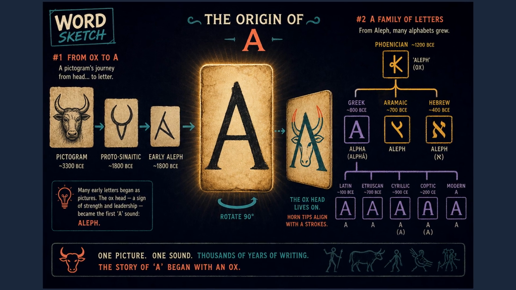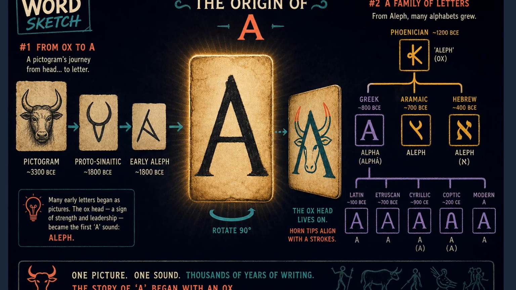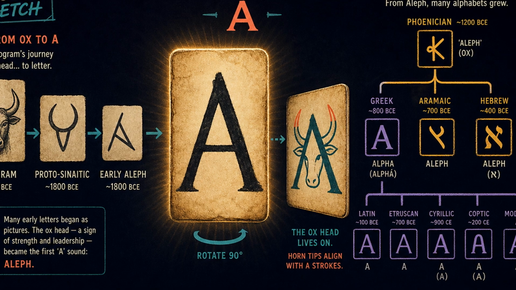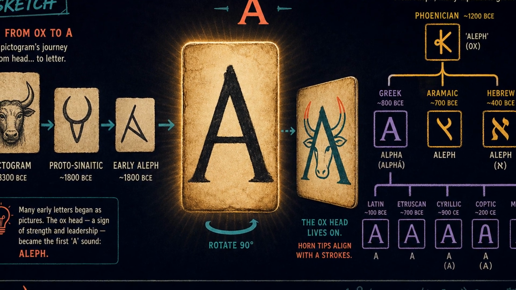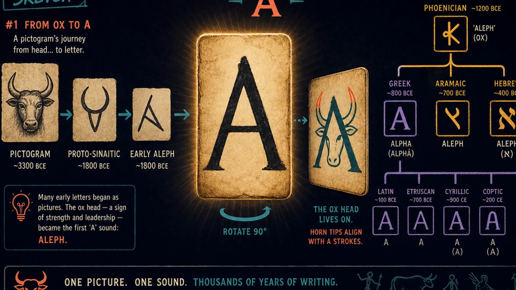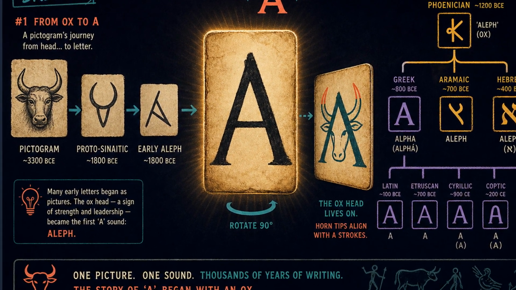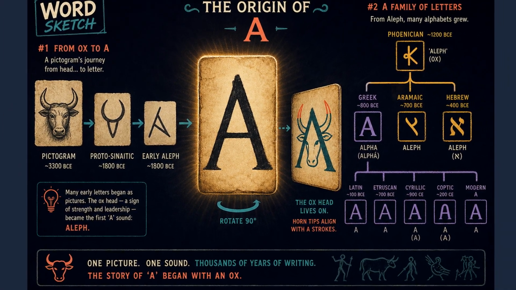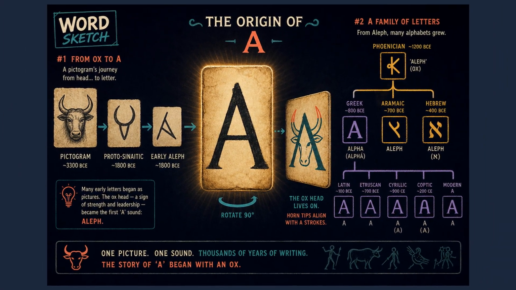Draw the letter A. Two slanted lines and a crossbar. Simple, abstract, nothing like a picture. But rotate it and the secret shows. You are drawing an ox's head, turned on its side, horns pointing up. Every letter in your alphabet has an ancestor that looked like something real.